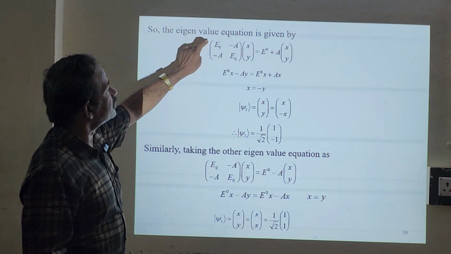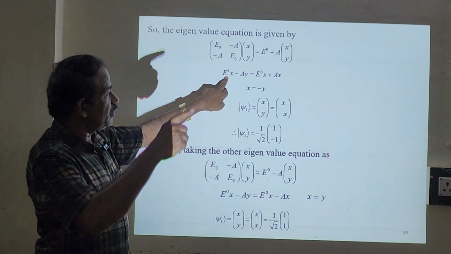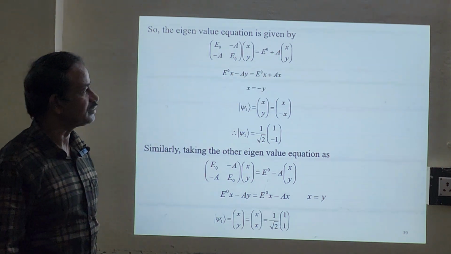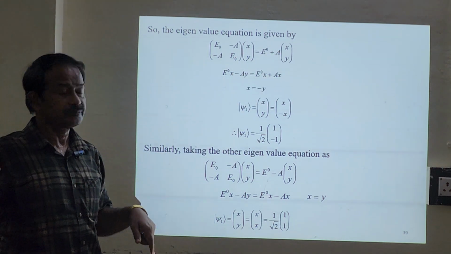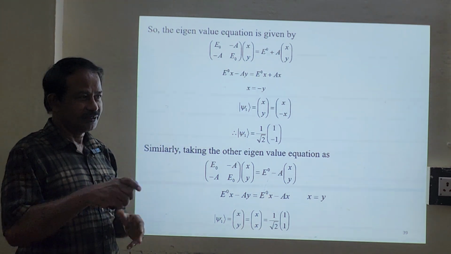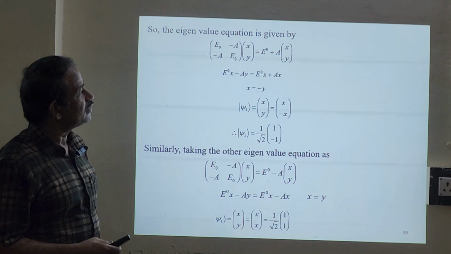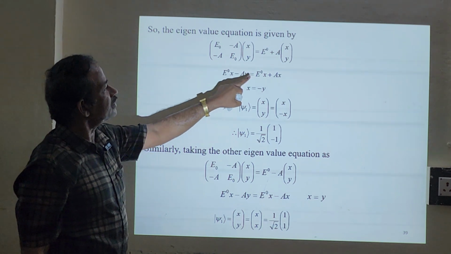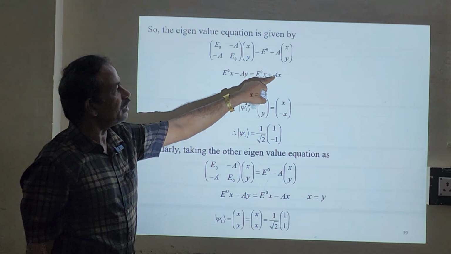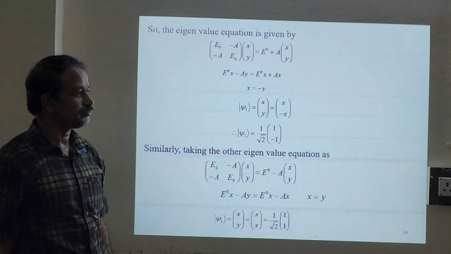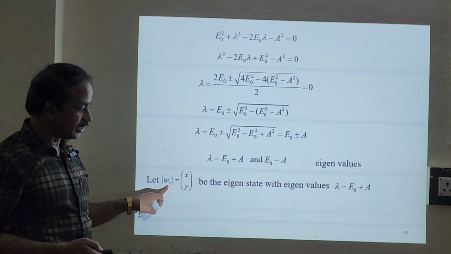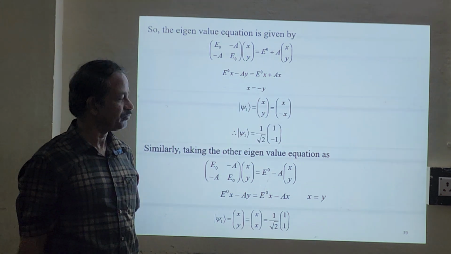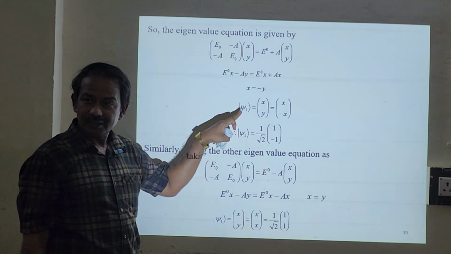Now you just take the first equation. So that will be E naught x minus ay, which is equal to E naught x plus ax. First equation alone; if you take the second equation also, you will get the same. So we take the first equation alone. This E naught x will get cancelled, and this a and a will get cancelled. You have y equals minus x. And we have kept psi 1 equals xy, so instead of y, you can substitute minus x.